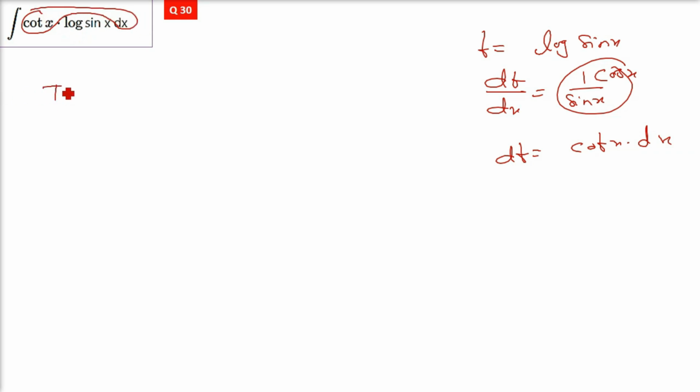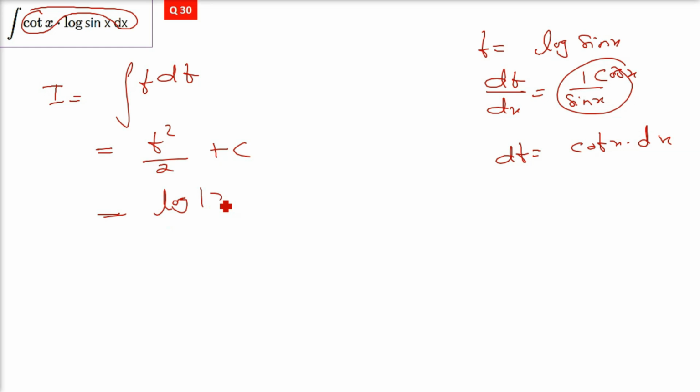So we have the integration like this. dt, log sin x will be simply t. So it will be t square by 2. Simple integration plus constant of integration. t was log sin x. So log, you can just write it inside the modulus. Log modulus sin x, and this is whole squared, and of course with the 2 in the denominator. This half also you can place.